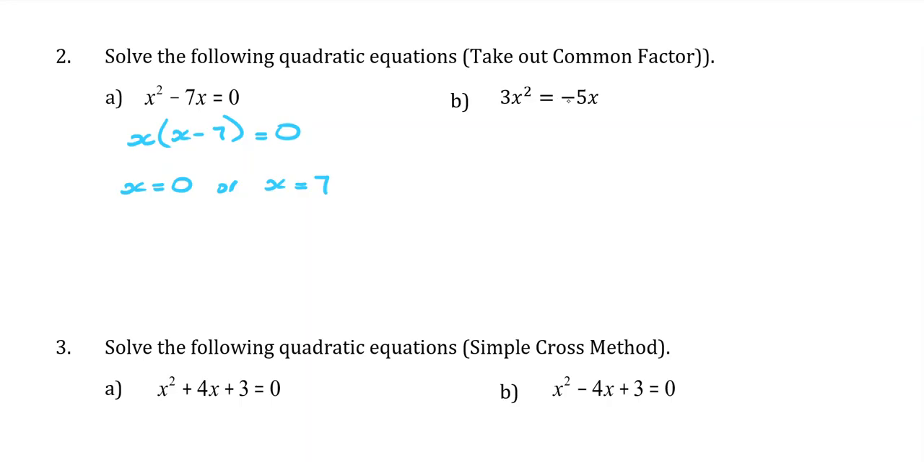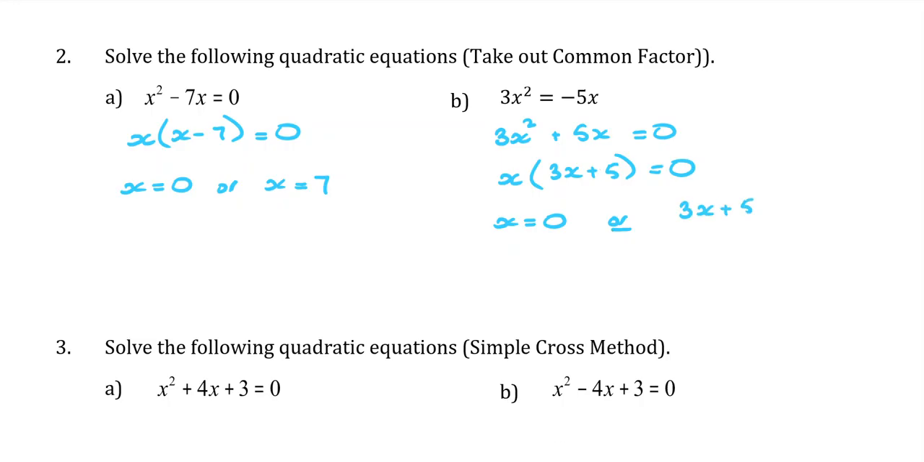In part B, I need everything to be on the left-hand side first. So let's move that minus 5x across and become a plus 5x equals 0. Then I can factorize an x out to give 3x plus 5, and then I can use null factor. So from the x out the front, I get x is equal to 0, or for this second one, it's a bit trickier, so I'll do the long method. We do 3x plus 5 equals 0, which means 3x is equal to negative 5, x is equal to negative 5 over 3.